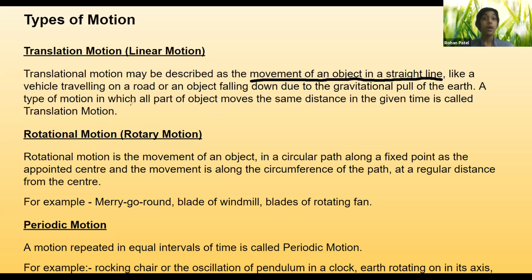Okay, next, rotational motion, also known as rotary motion. Rotational motion is the movement of an object in a circular path along a fixed point as the appointed center, and the movement is along the circumference of the path at a regular distance from the center. For example, a merry-go-round, the blade of a windmill, or the blades of a rotating fan.